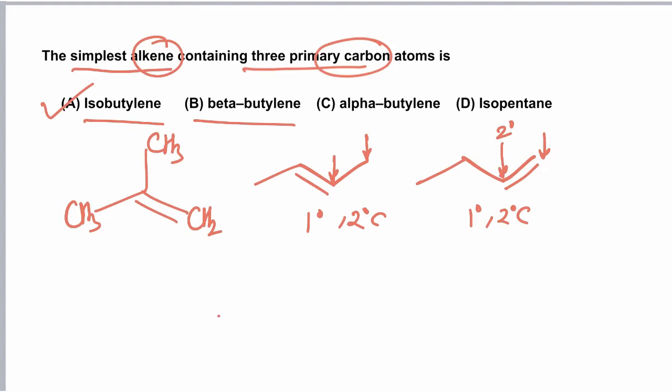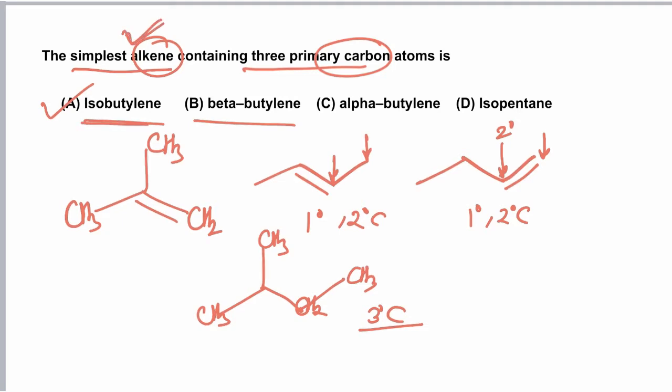If we take isopentane, this is the example of isopentane. Isopentane also has 3 primary carbon atoms, but in the question it is also required to be the simplest alkene. So the correct answer is A.